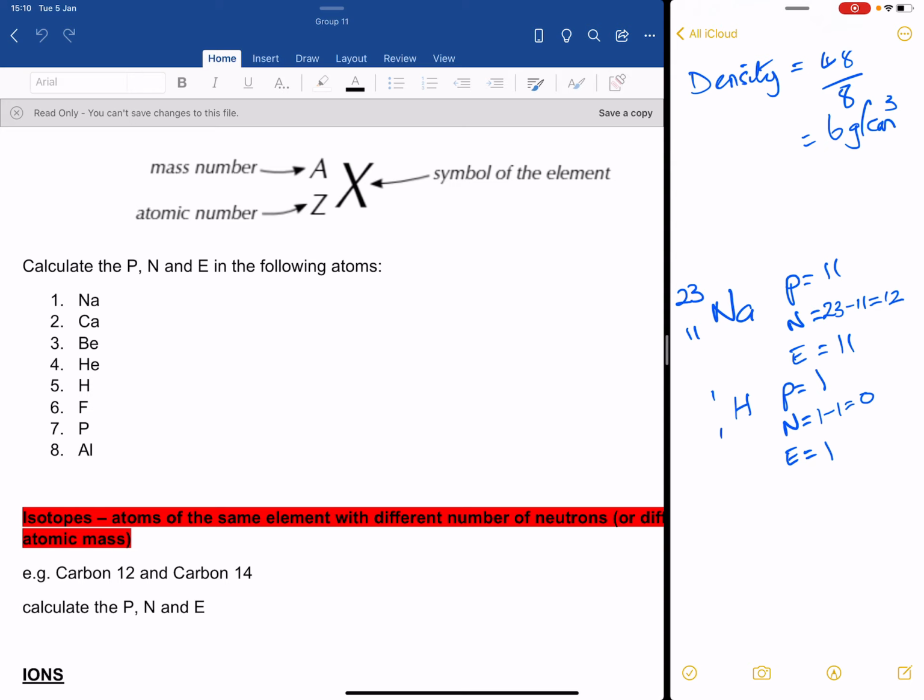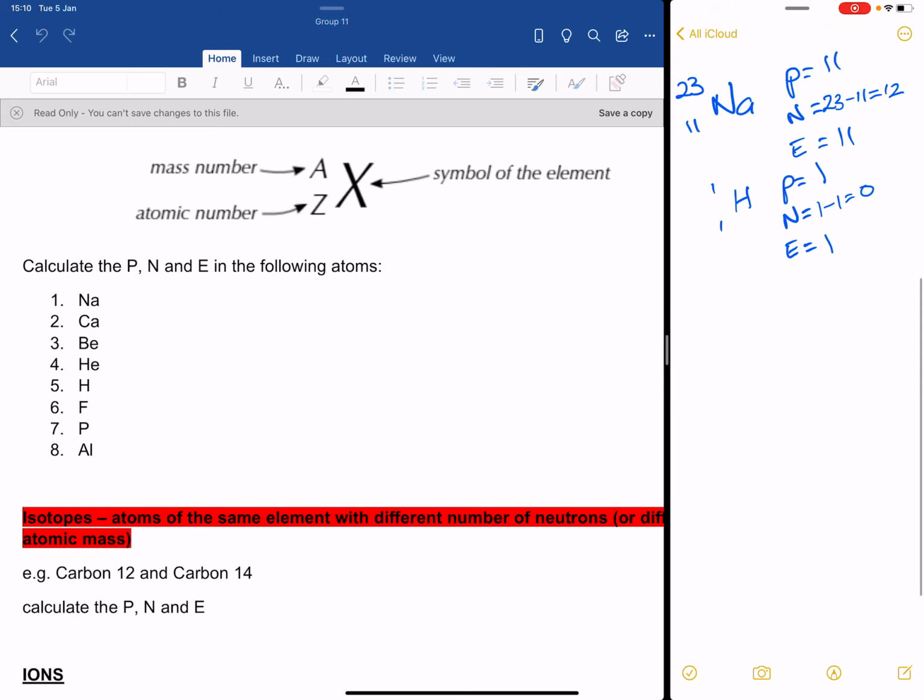We'll do one more. We'll do phosphorus. So phosphorus has an atomic mass of 31, atomic number 15. So if we look at this, atomic number is the number of protons, which is 15. And again, if it's got 15 protons, it will have 15 electrons. The atomic mass is number of protons plus number of neutrons inside the nucleus. So to work out number of neutrons, it's 31, take away 15, which is 16 neutrons.